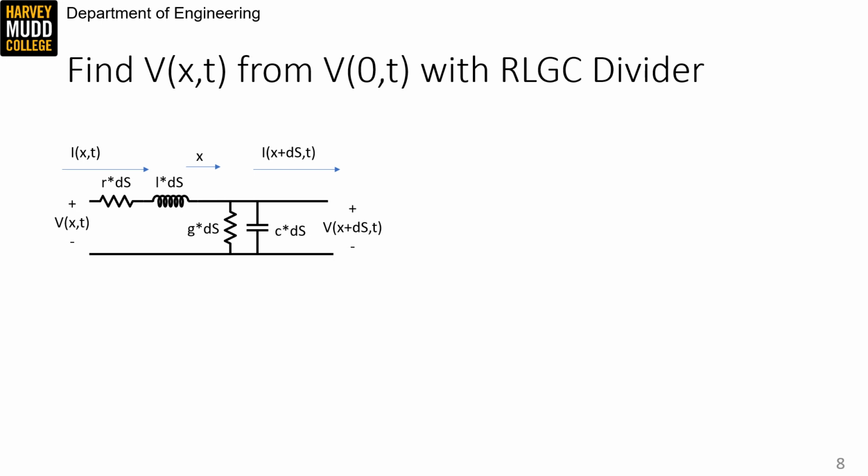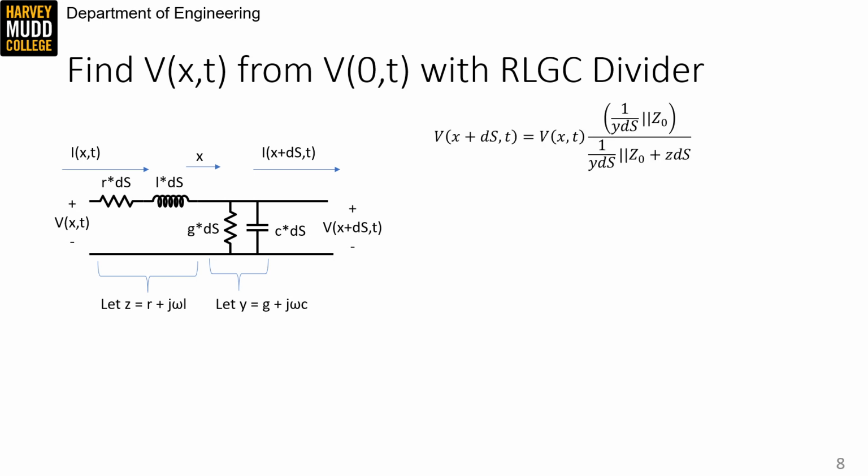Our strategy is to figure out how the voltage divider in the RLGC differential wire model changes the voltage of a differential, and then use that to form a differential equation that describes changes in the line voltage with position. To make the math easier on that, we're defining two variables to simplify algebra. We're letting little z equal r plus j omega L, and little y equal g plus j omega C. We set up our voltage divider equation here.